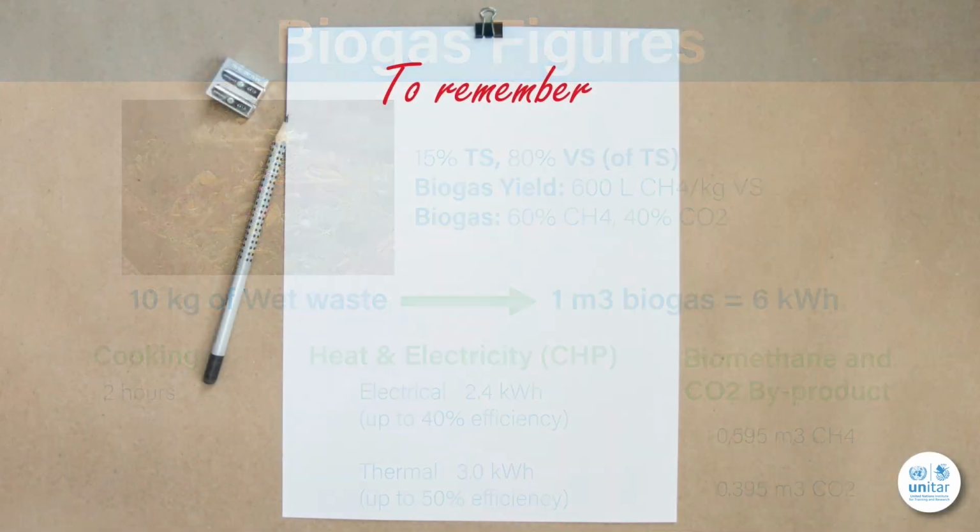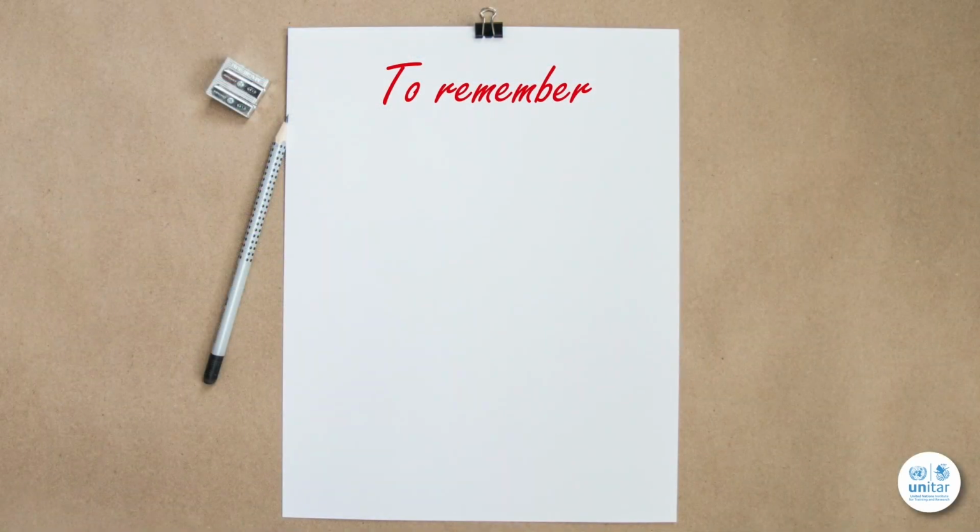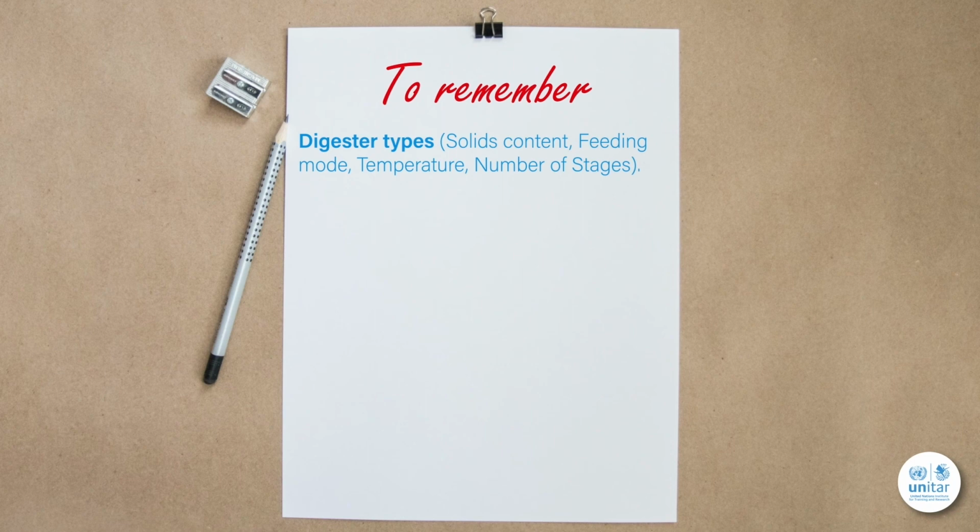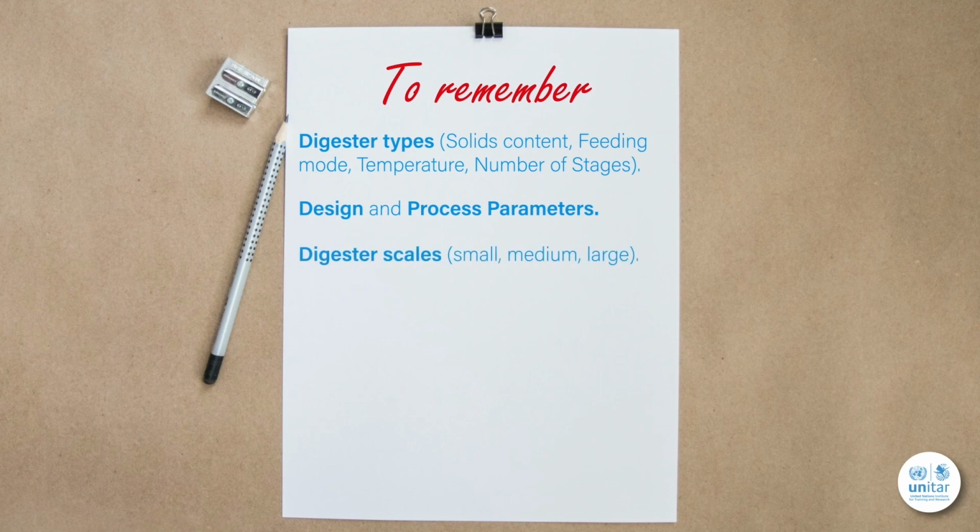This is it for this session. Let's summarize our learnings. We learned to distinguish digester types, according to 4 criteria categories. We learned about important design and process parameters for AD systems. We had a look at the scale at which digesters can be implemented. And finally, we have seen what the produced biogas can be used for at different scales, and some biogas key conversion figures.